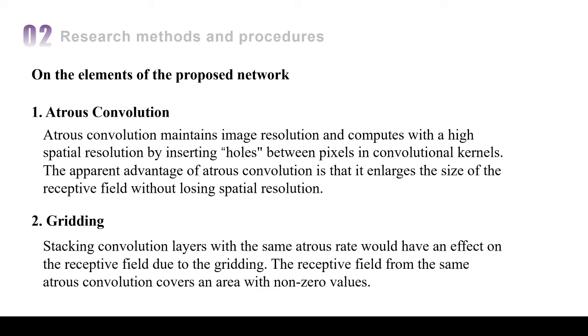Dilated convolution maintains image resolution and computes with a high spatial resolution by inserting holes between pixels in convolutional kernels. The apparent advantage of dilated convolution is that it enlarges the size of the receptive field without losing spatial resolution. And the gridding issue. Stacking convolution layers with the same dilated rates would have an effect on the receptive field due to the gridding issue. The receptive field from the same dilated convolution covers an area with non-zero values.